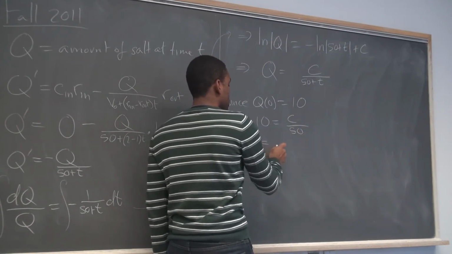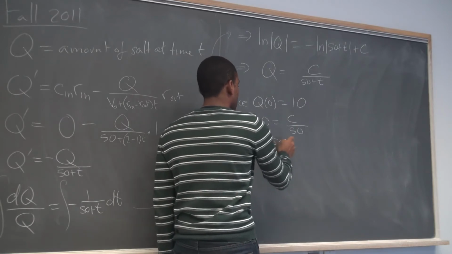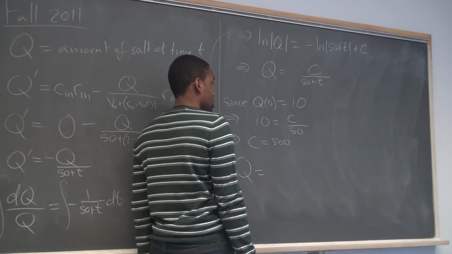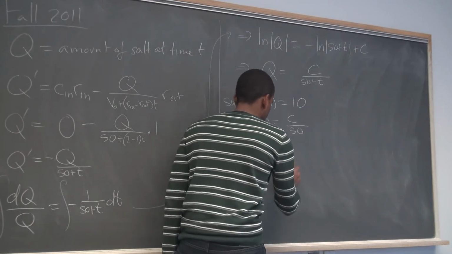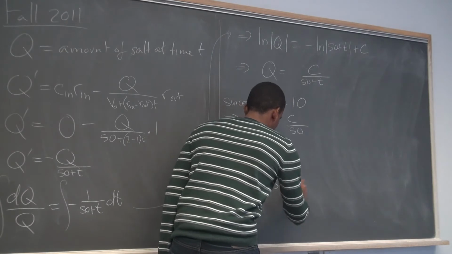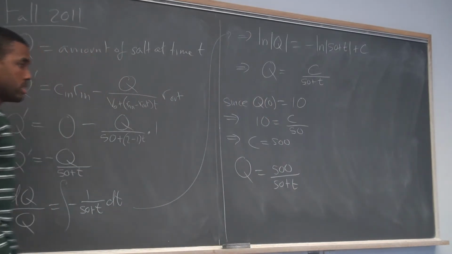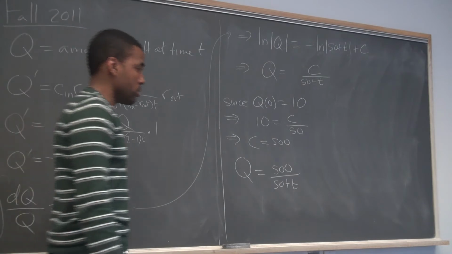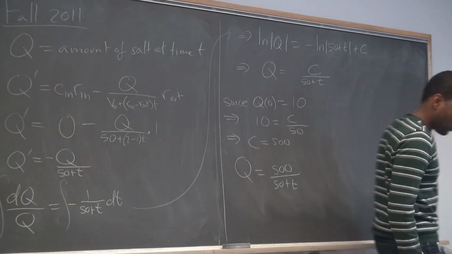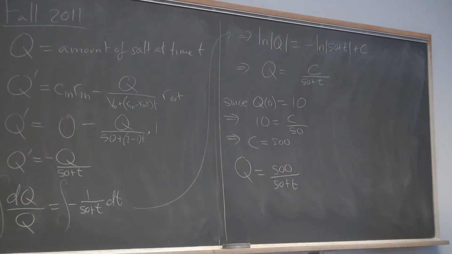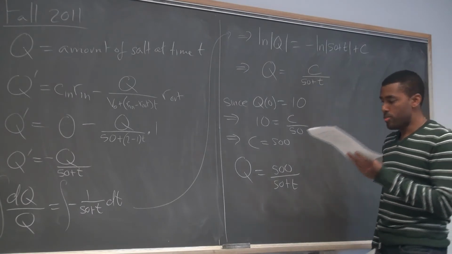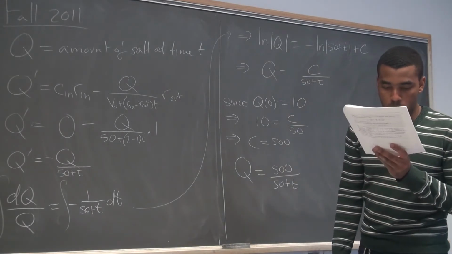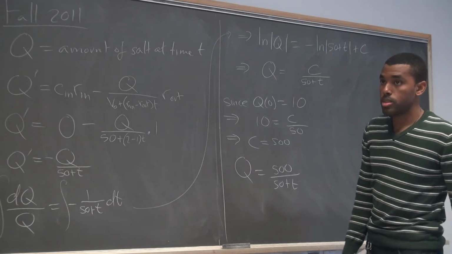Which means C equals 500. So Q equals 500 over 50 plus T, and that is how the amount of salt is being measured here. Okay. And so now, how do we figure out how many pounds is there when the tank is filled?